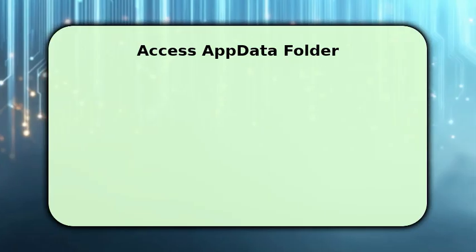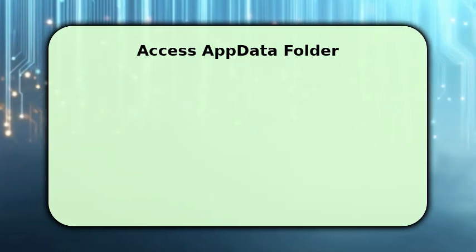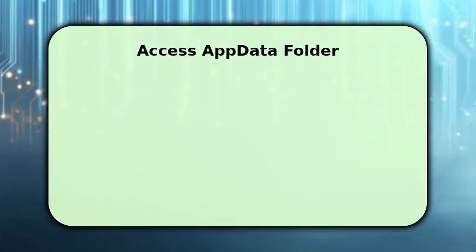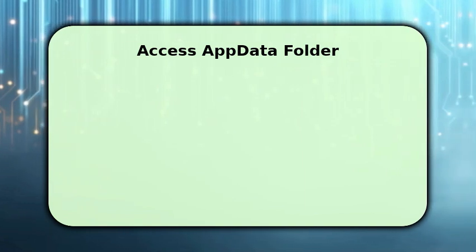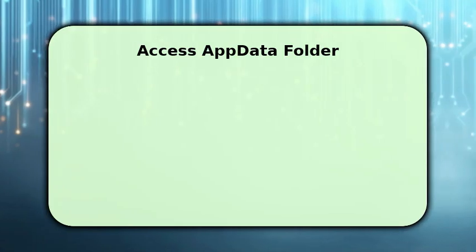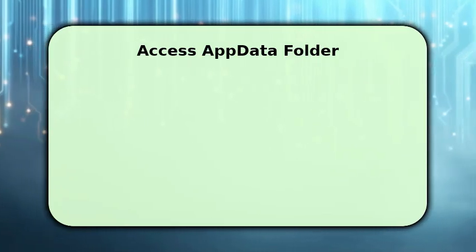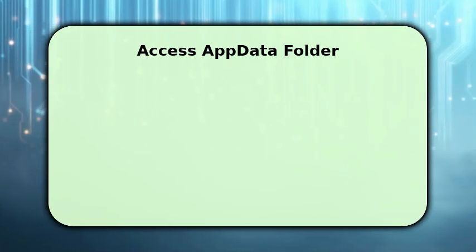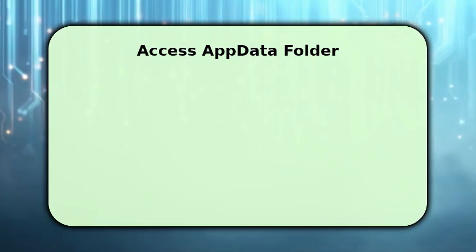Finally, navigate to C:/Users/your username, and you'll see app data visible. Open it and explore Local, LocalLow, and Roaming. Alternatively, press Windows plus R, type %appdata% and press Enter to jump straight to the Roaming folder.